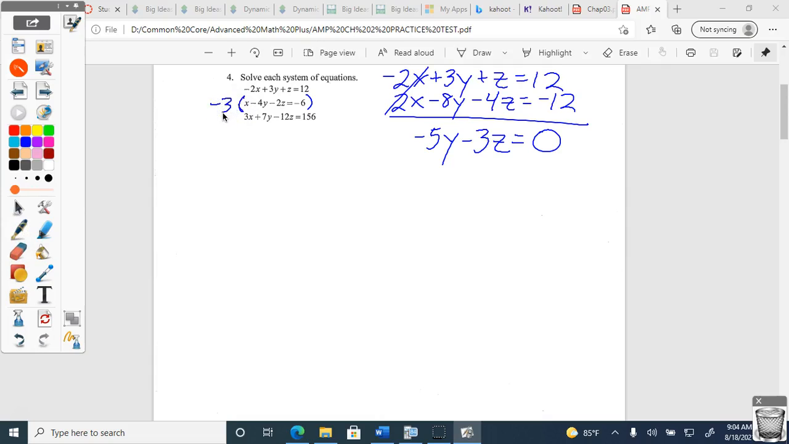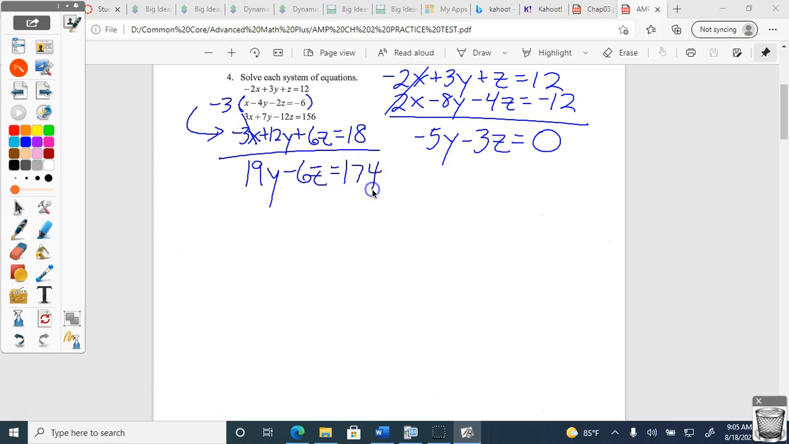Second one times -3. So I'm just going to move it right here below it. So -3x plus 12y plus 6z equals +18. Add those up. The x's cancel. 19y minus 6z equals 156 plus 18 would be 174, I believe is correct. All right. So now we have 2 equations with 2 variables.